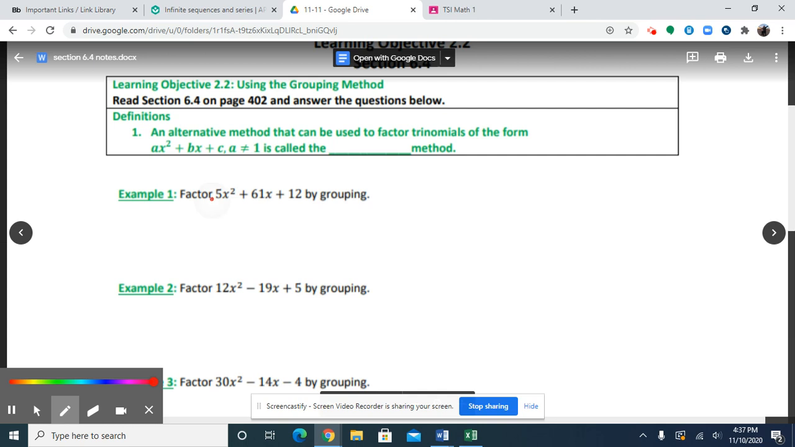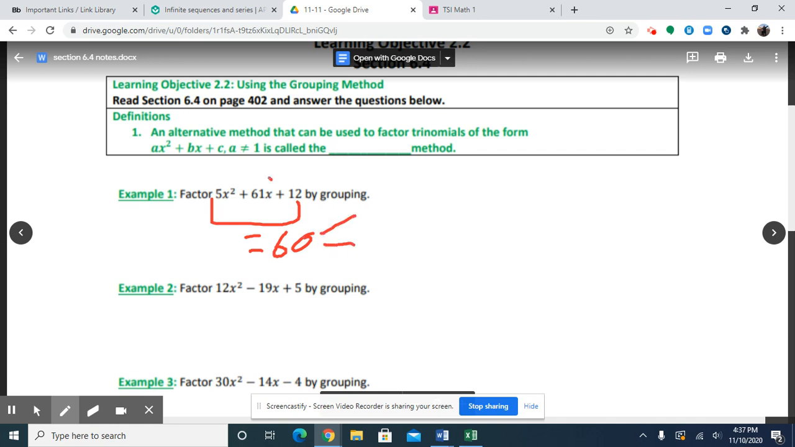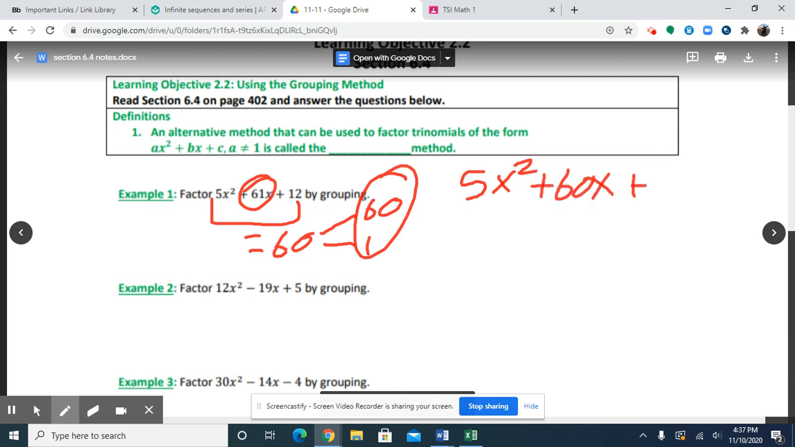So what we're going to do is straight away just multiply 5 times 12. That would give us 60. And then find the factors of 60 that will add up to 61. And I mean, right away, you can see that 1 and 60 are going to be the ones. So 5x squared plus 60x plus x plus 12.